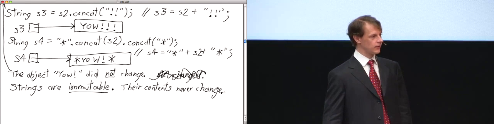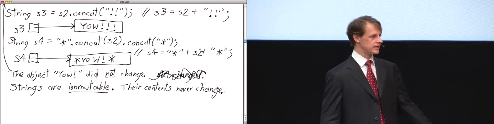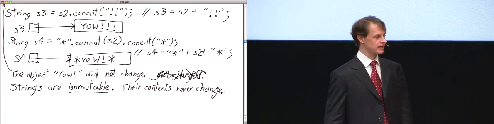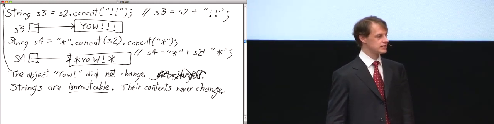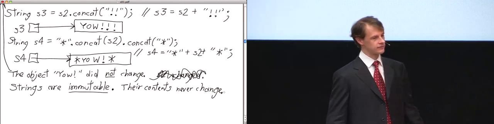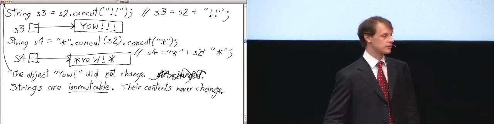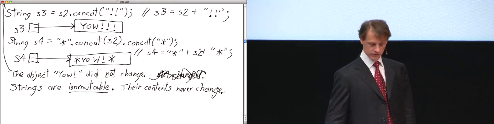I honestly don't know why the Java designers decided to make strings immutable. Probably for efficiency. Probably they figured that the base string class, they should just be able to do everything as fast as possible. And if you can't change it, that creates more opportunities for optimization. But I'm just guessing.